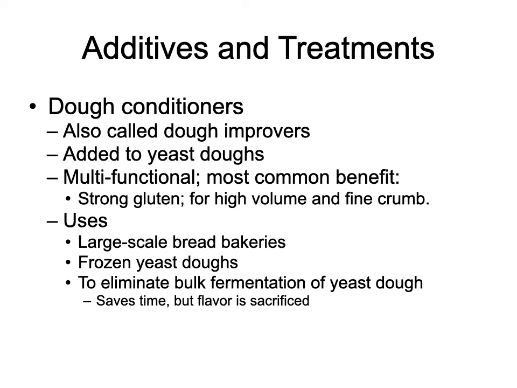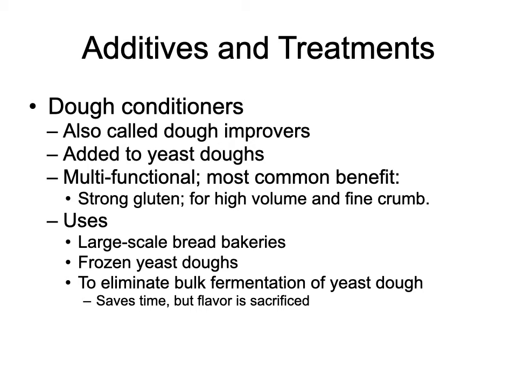And then dough conditioners. These are usually called dough improvers, and they're multifunctional. Sometimes they have a component that strengthens gluten to give you better volume and a fine interior crumb. It's used oftentimes in large-scale bakeries, and it's also used in frozen doughs because frozen doughs are bought by a lot of restaurants. They'll buy a frozen product that's already been made. All they have to do is proof it and bake it. And it helps the dough and the yeast survive the freezing process.